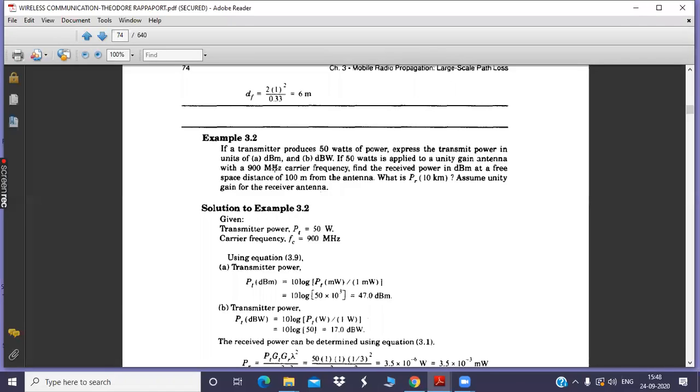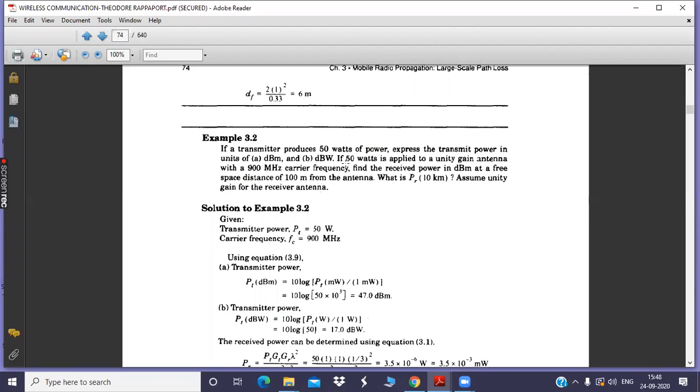Second part of the question, it is asked to write the power in terms of dB watts. So in that case, you are not going to divide it by 0.001, or multiply with the 10 to the power 3. So as such, you can take 50 watts, then apply 10 log. So your answer will be 17 dB watts. Hope it is clear for you, the first two parts of the question.